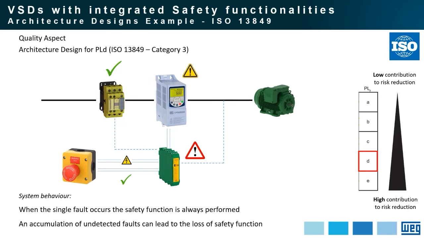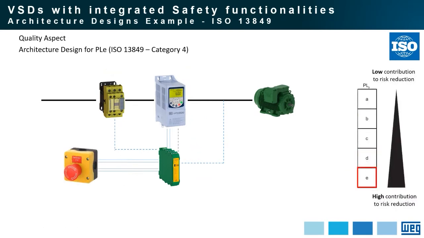But the system is not able to detect 100% of failures. And the accumulation of undetected faults can lead to the loss of the safety function. Anyway, this is an acceptable condition for performance level D, and so this architecture design example is also approved.